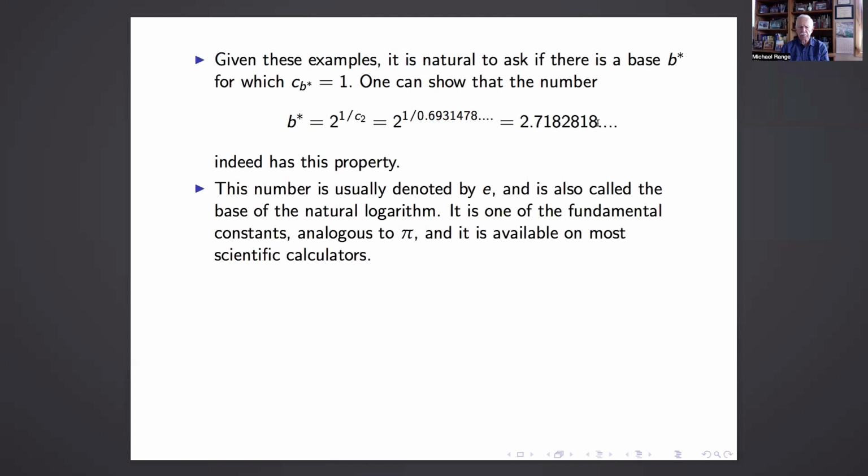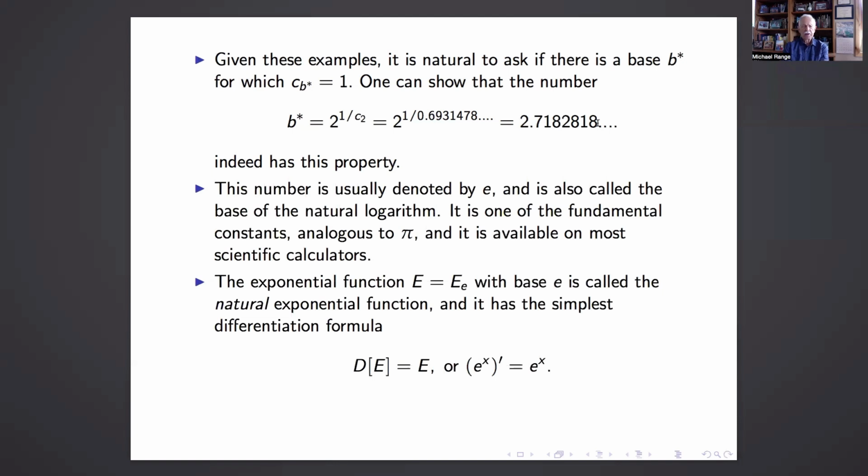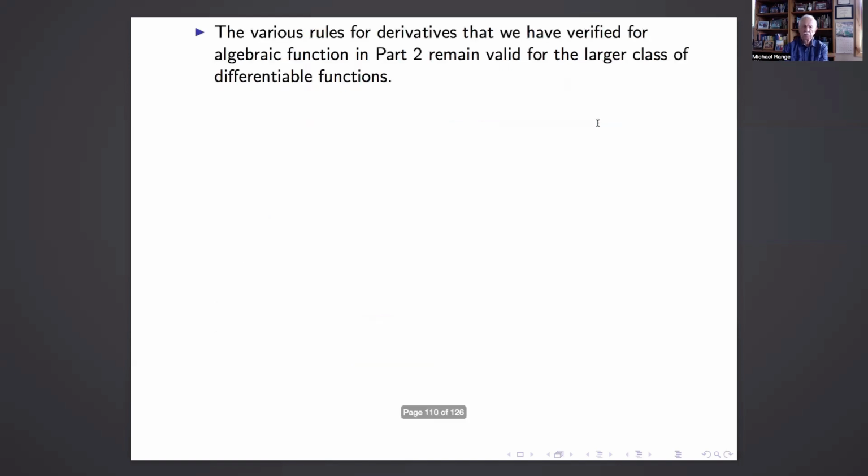of the natural logarithm. It is one of the fundamental constants, analogous to pi, and it is available on most scientific calculators. The exponential function with base e, little e, is called the natural exponential function, and it has the simplest differentiation formula, namely the derivative of the function capital E is equal to capital E, or e to the power x prime is equal to e to the power x.